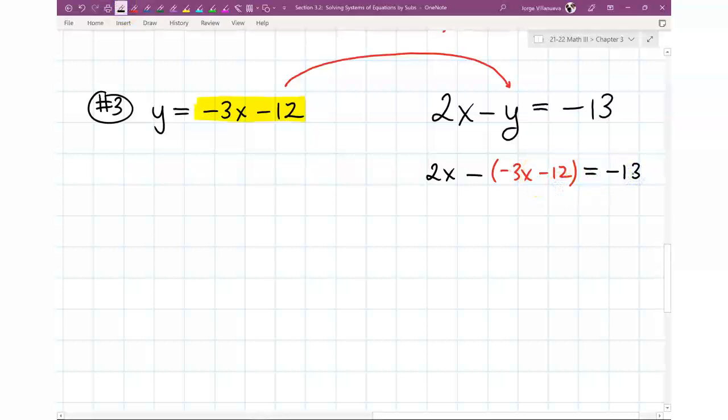So like I told you guys, I like to use colors just so you can see what changed. Instead of that y being there, I put negative 3x minus 12. Now notice this is all algebraic work. This is that reasoning, like why do we want to use substitution? Because we don't want to graph and we feel okay with doing algebra. This is that part right there. We're going to do some algebra here. So let's go ahead and distribute in.